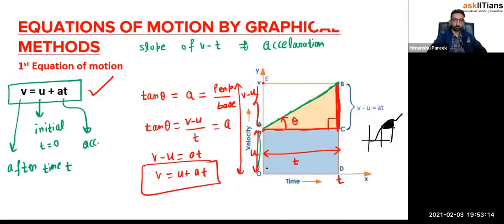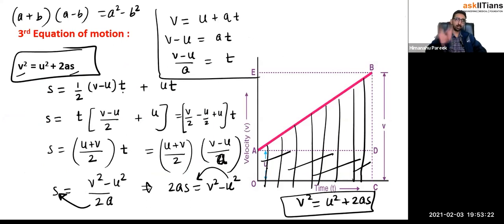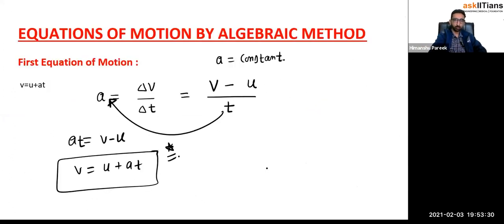And from there, you have to remove the final velocity term because v − u will be coming there. Let us just go back for a second. Yeah, v − u is coming. So just replace v from the first equation of motion. You'll get the second equation. For the third equation of motion, again calculate the area under the curve, but now don't replace v. Instead, replace time.